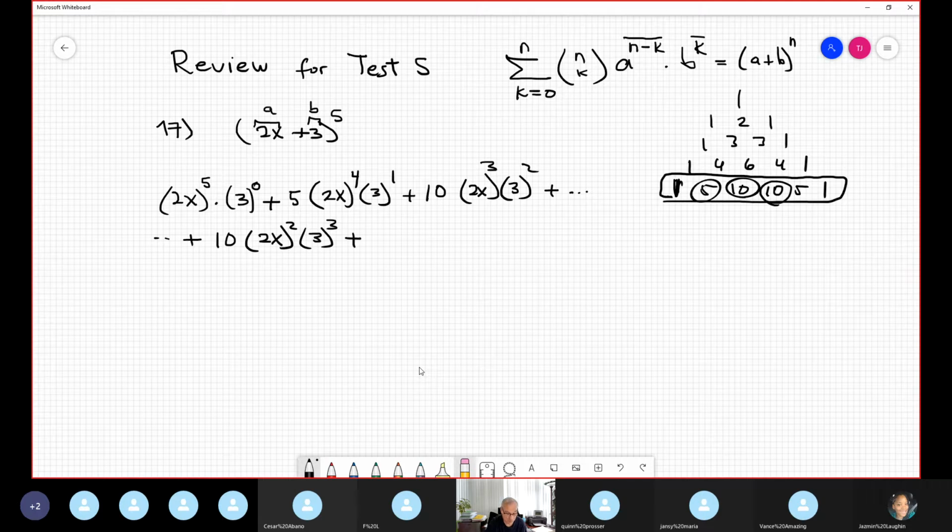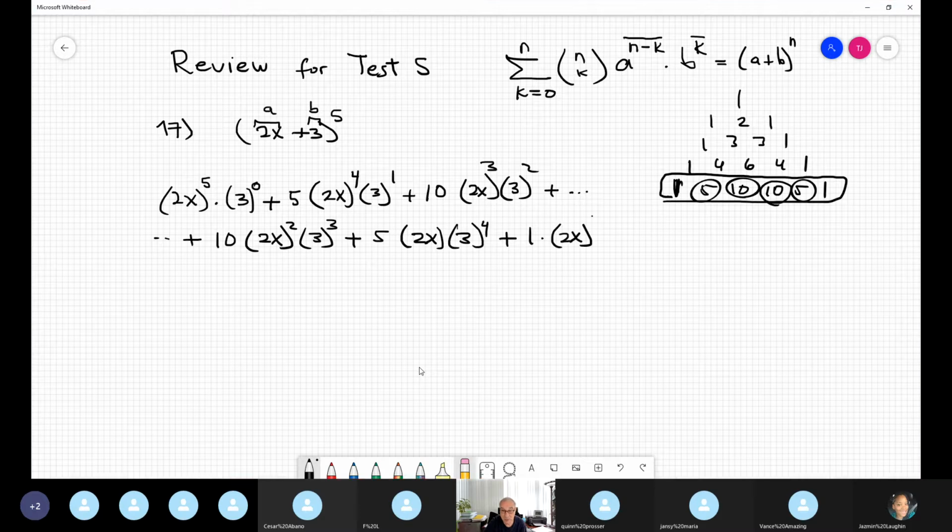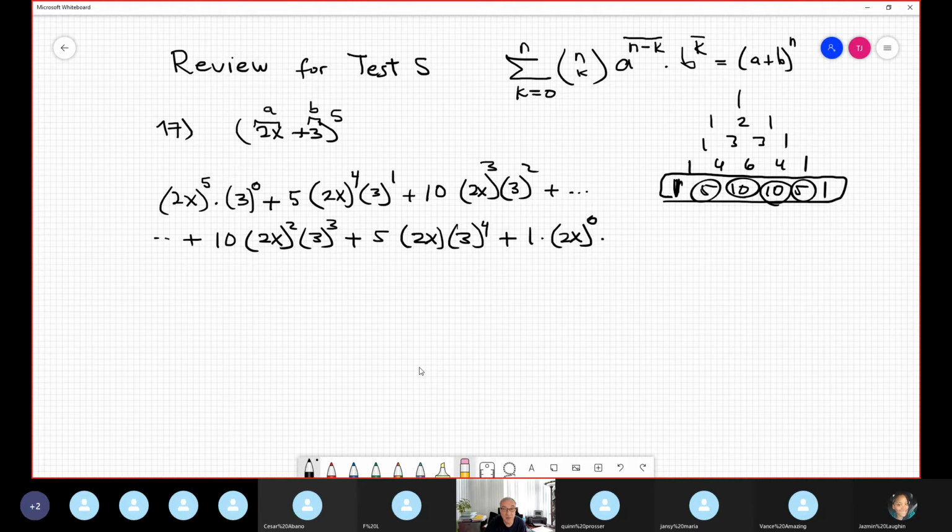Plus, 5 is the next guy. The coefficient is 5, 2x to the 1 power, and 3 to the 4 power. Finally, the coefficient 1 is invisible again, and it's A to the 0 power, because in the last term the exponent of A is 0. So no 2x anymore, now it's just 3. You can put 1 here times 2x to the 0 power, which is 1, times 3 to the 5th power.